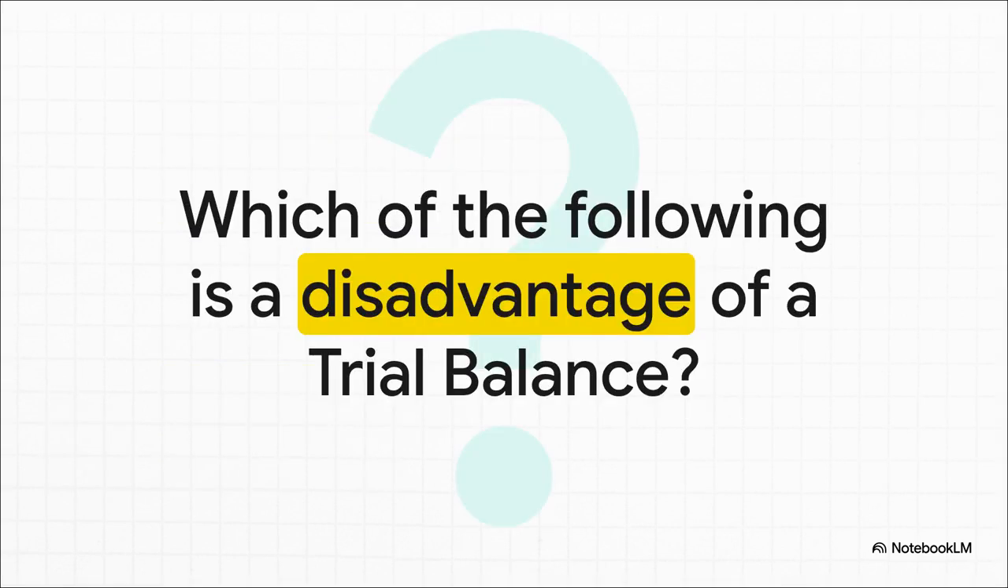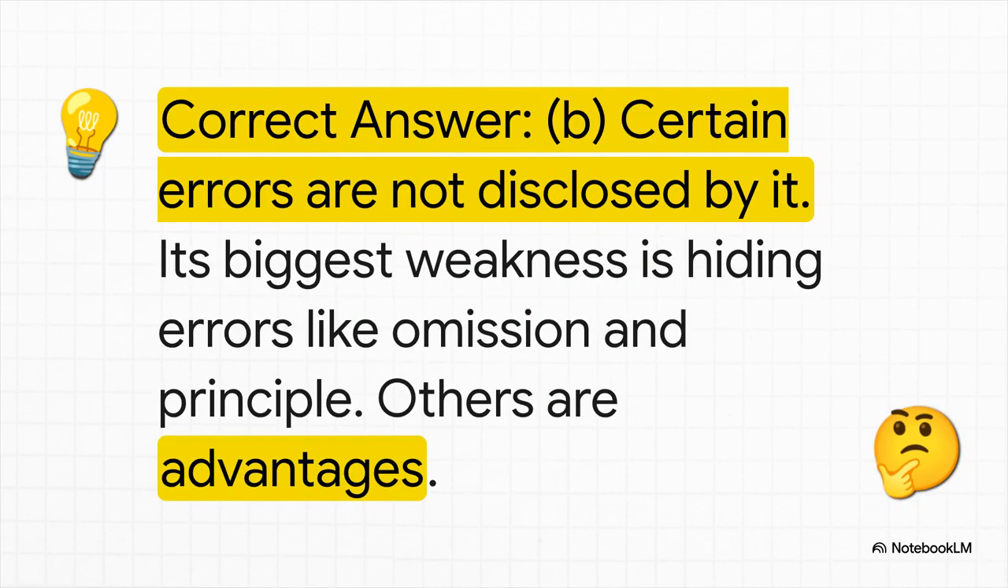Last question. Which of the following is a disadvantage of a trial balance? This one makes you think a little differently. Three of the options are good things, they're advantages. Only one is a drawback. And the correct answer has to be B, that certain errors are not disclosed by it.